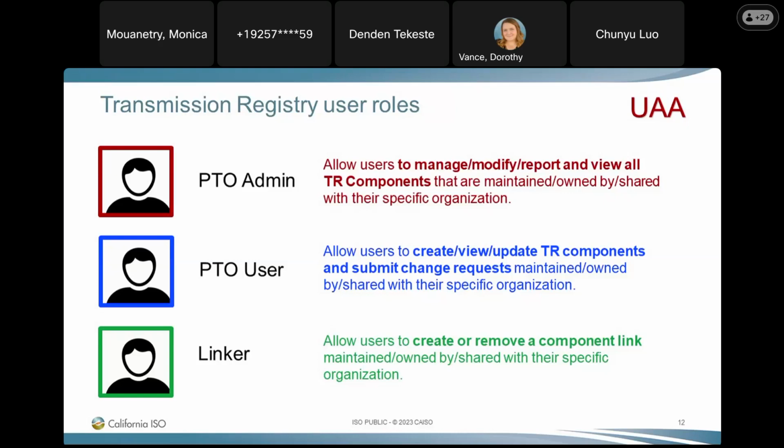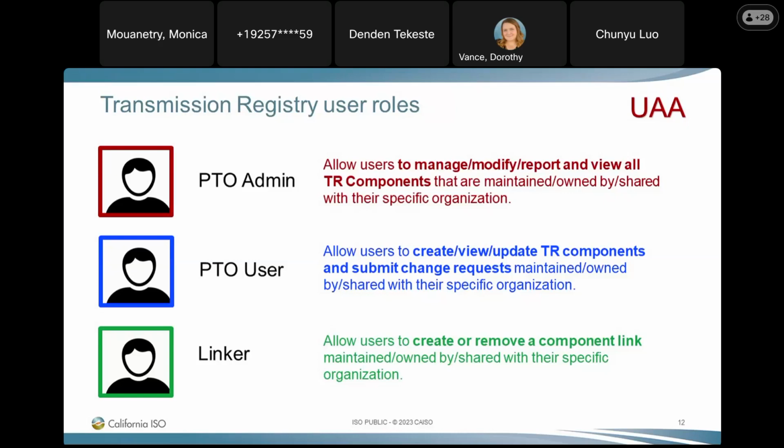Oh, I apologize. The PTO user cannot create. So I'll update that. So thank you for that clarification, Curtis. But the PTO users essentially have the ability to go into the system and view the information that is updated in the application. But the PTO admin is the one that can create or modify and maintain information there, along with the ISO as well. So thank you for that clarification. Now the linker role allows folks to create or remove a component link.